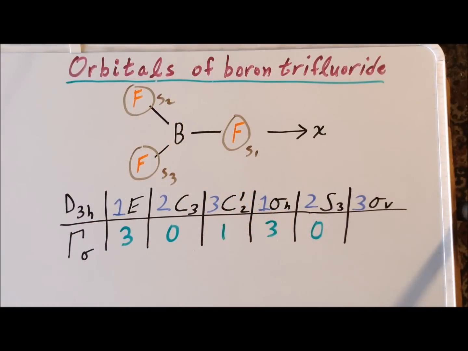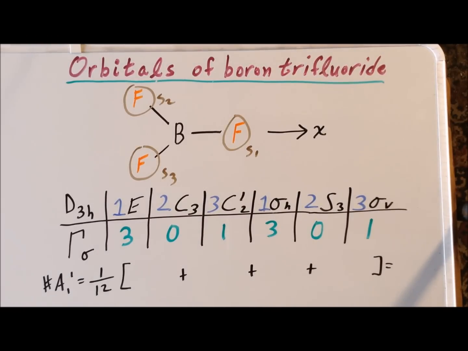So we see in each case, exactly one of the orbitals would stay where it was because it's along the symmetry axis, and the other two would move. So our character in this case would be a 1. And we see in green, we have determined the characters of the reducible representation for the sigma bonding in boron trifluoride.